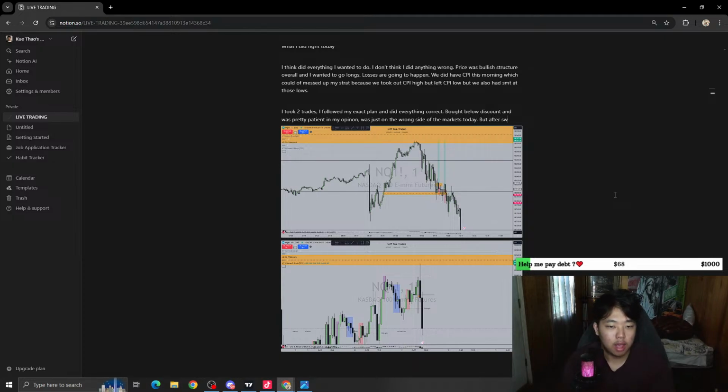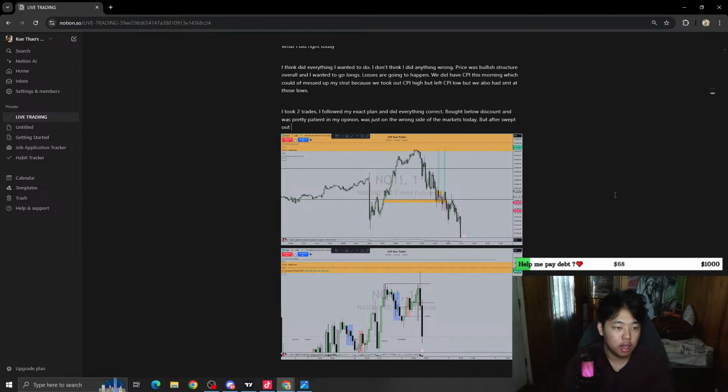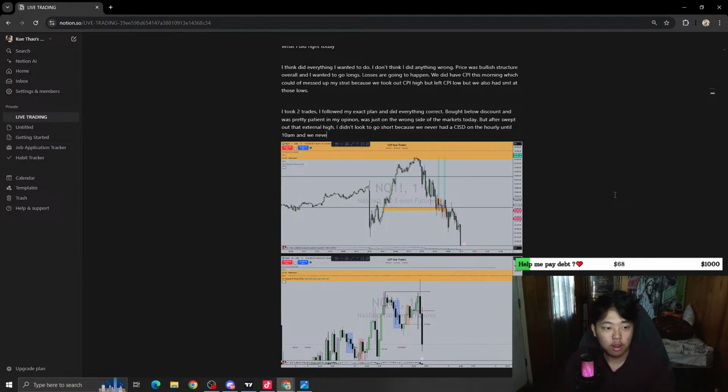But after we swept out that external high, I didn't look to go short because we never had a CISD on the hourly until 10 a.m., and we never had a higher-time-frame PD array. I guess we technically did have a volume imbalance on the daily time frame.